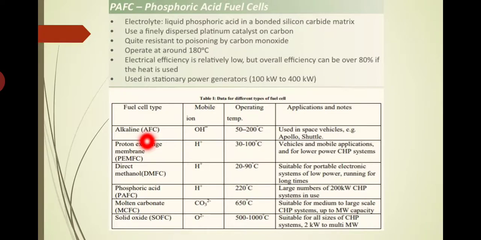See, in case of alkaline fuel cell, OH minus is the mobile ion, and in PEMFC we have H plus. See, direct methanol H plus. Phosphoric acid fuel cell also H plus. See, most of the cases hydrogen ion is the mobile ion which will cross through the electrolyte. In rare cases only other ions are being used. In alkaline fuel cell, OH minus is the mobile ion, and in case of molten carbonate, that we have not discussed here. In solid oxide, O2 minus is the mobile ion.